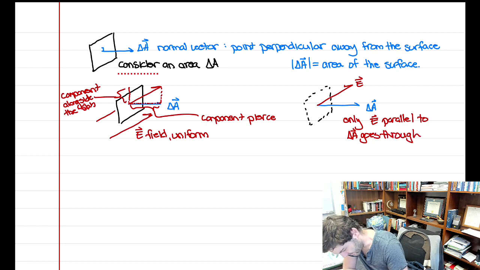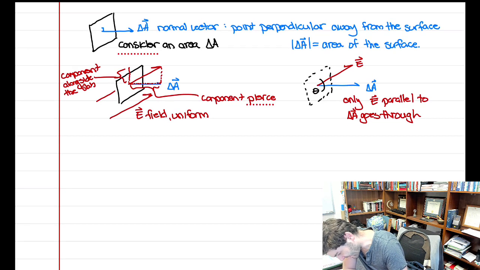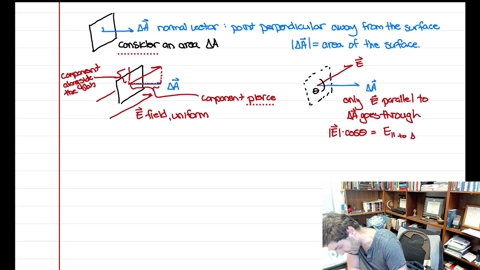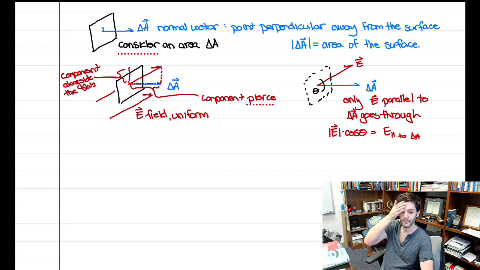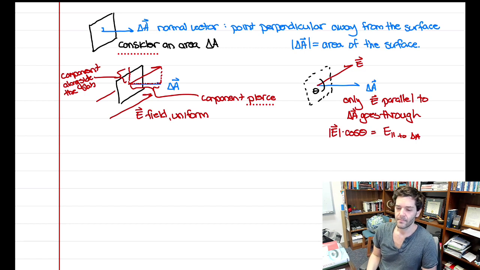But geometrically, if you look at this, there's some angle between those two vectors. The part that's parallel is simply the magnitude of E multiplied by the cosine of the angle between the two vectors. This is the part of E that is parallel, I'll draw as two lines, parallel to delta A. That's the part that matters. This smells like a dot product.